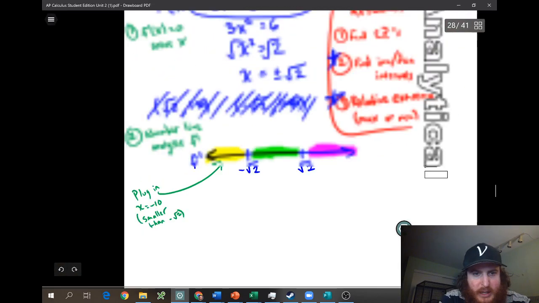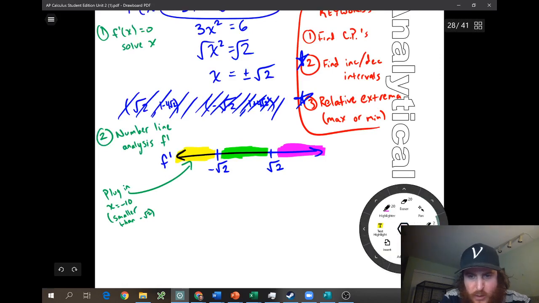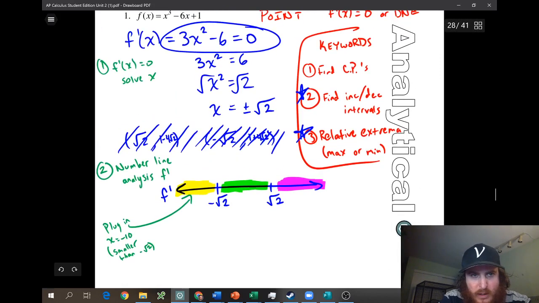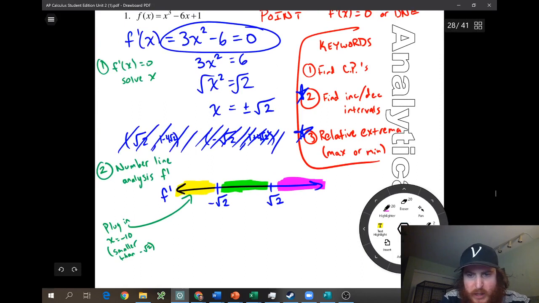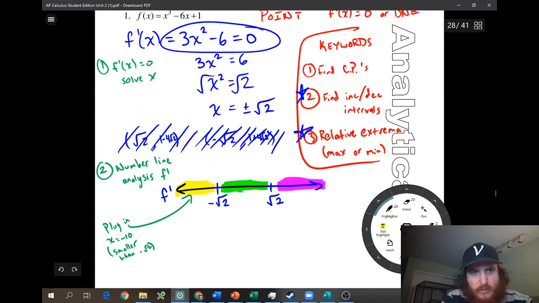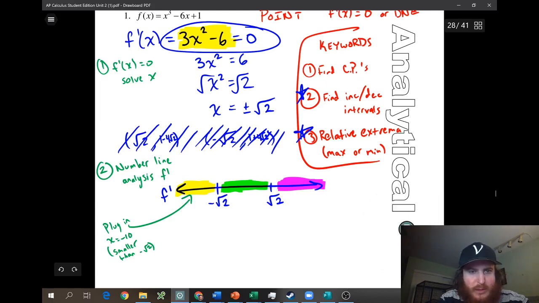Okay, so I'm plugging in negative 10, and we're plugging it into f prime of x. We're plugging it into our derivative, right? We're doing a number line analysis. So 3x squared minus 6. If I plug in negative 10 in my head, 3 times negative 10 squared is 3 times 100. 300 minus 6, and all I care about is, was it positive or negative? That's a positive number, right? 300 minus 6 is positive. I don't care what the answer is, just that it's positive.